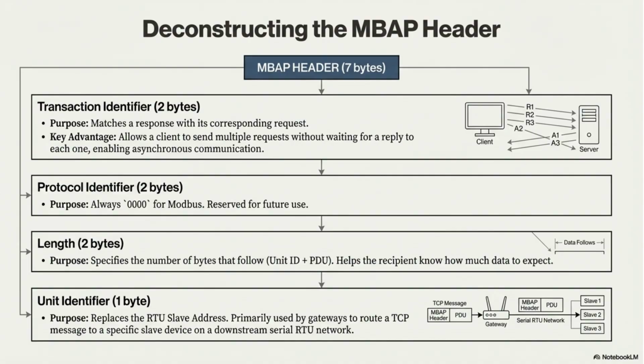The MBAP header includes a transaction identifier for asynchronous communication, a protocol identifier, a length field to manage data size, and a unit identifier that replaces the RTU slave address for network routing.